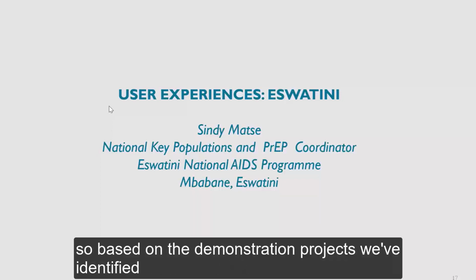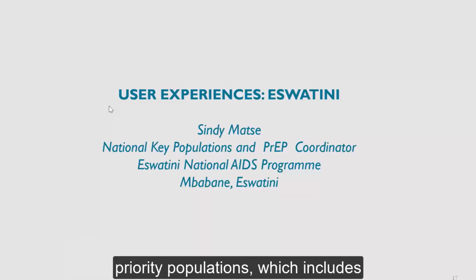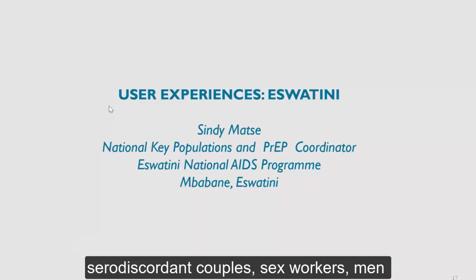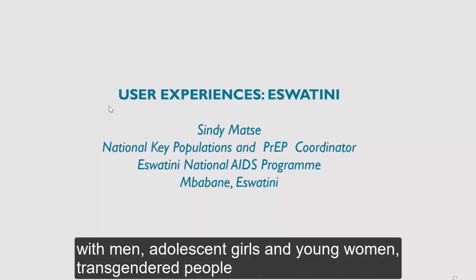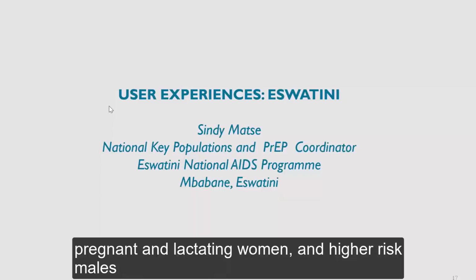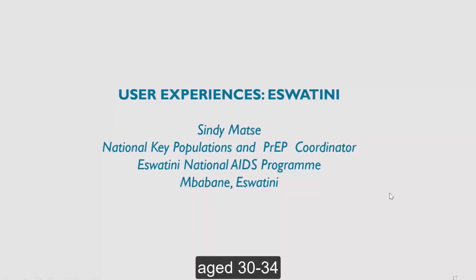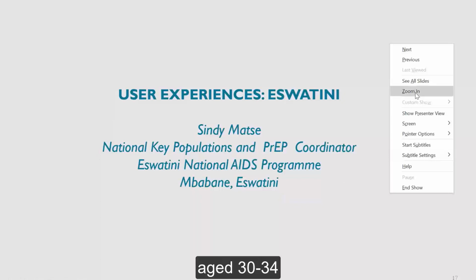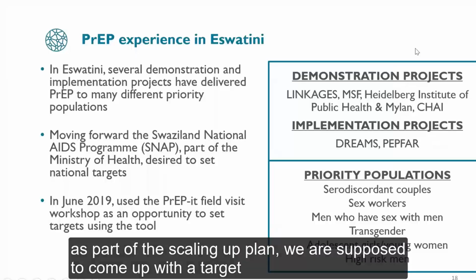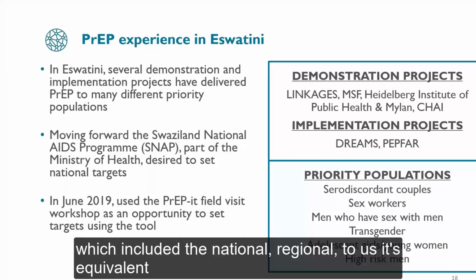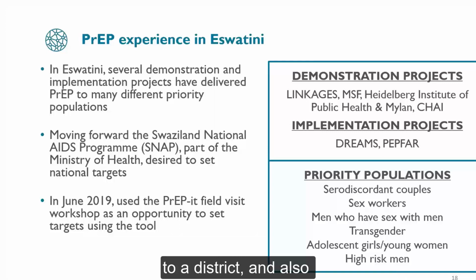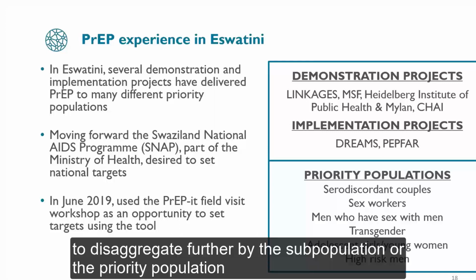Based on the demonstration projects, we identified 8 priority populations, which include serodiscordant couples, sex workers, men who have sex with men, adolescent girls and young women, transgender people, pregnant and lactating women, and high-risk males aged 30 to 34. As part of the scaling up plan, we're supposed to come up with targets at the national and regional level, which to us is equivalent to the district, and also disaggregate further by the priority populations.